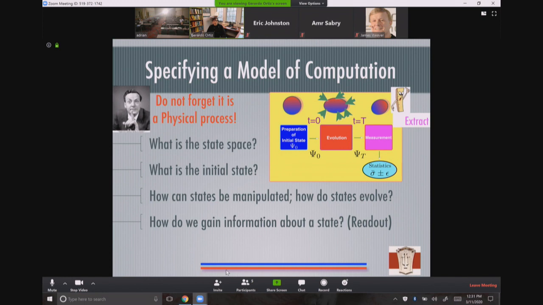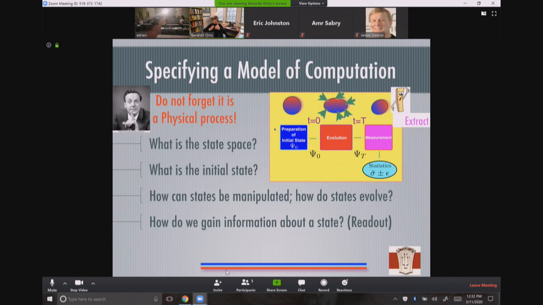One is, what is the state space? The state space, I'm going to give you examples in a minute, but the state space is basically where you encode information. So if your information is encoded in bits or your information is encoded in qubits. What is the initial state? The initial state is nothing else than the preparation of your qubits or your bits in a particular state. It could be, you know, the string 00000, okay?